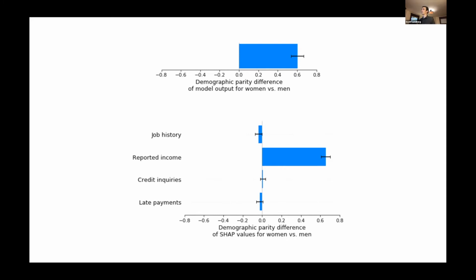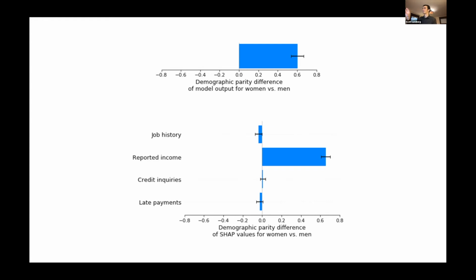And that can be super helpful, because the top bar could be 0 since things are canceled out. If job history discriminates against men and reported income against women, then they could look great in the overall difference, but they would be bad in each subgroup.